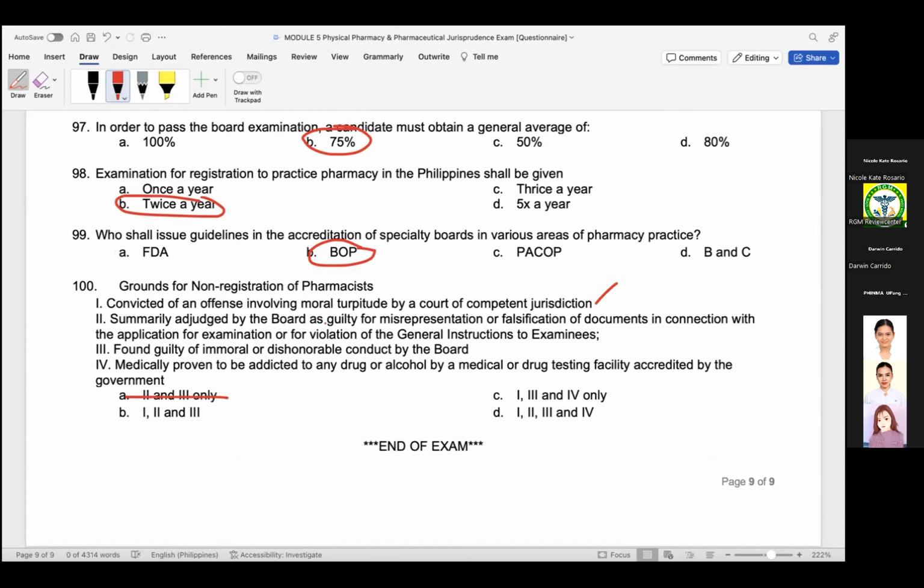Summarily adjudged by the board as guilty for misrepresentation or falsification of documents in connection with the application of exam or for violation of the general instructions to examinees. That's also true. Found guilty of immoral or dishonorable conduct by the board. That's also true. Medically proven to be addicted to drug or alcohol by a medical or drug testing facility accredited by the government. That is also true. So therefore, the correct answer in 100 is letter D. 1, 2, 3, and 4.